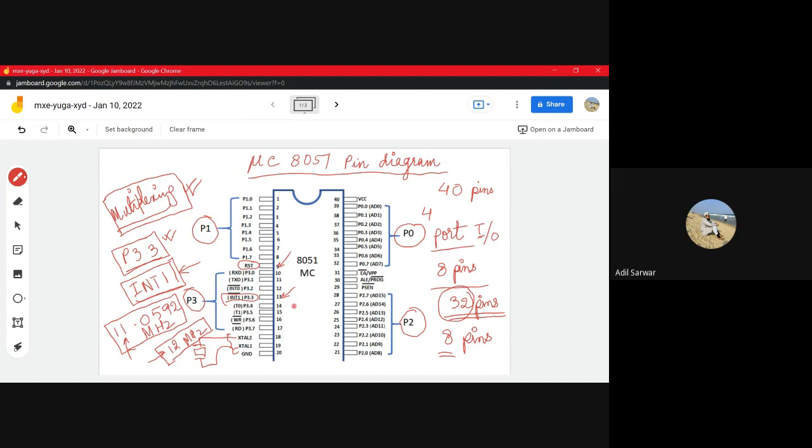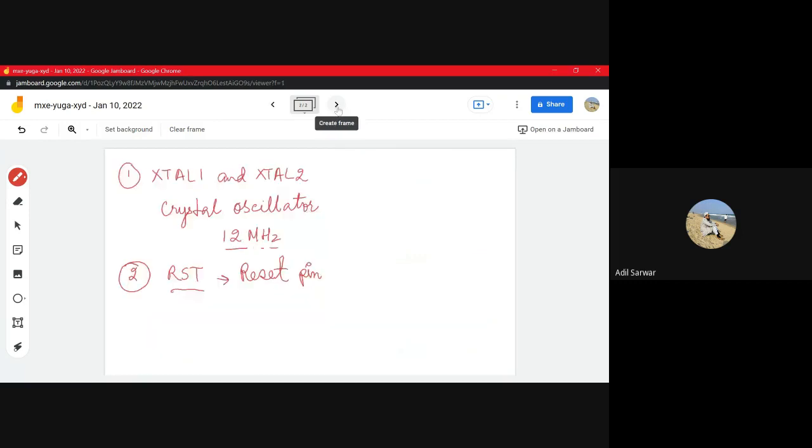8051 has RAM as well as ROM, and I told you in the previous lecture that RAM is to store data and ROM is to store program. RAM is volatile memory, ROM is permanent memory. So when you reset the 8051 microcontroller, all the things that are stored in RAM get erased, they vanish, but the things that are in ROM, which is the program, remain.